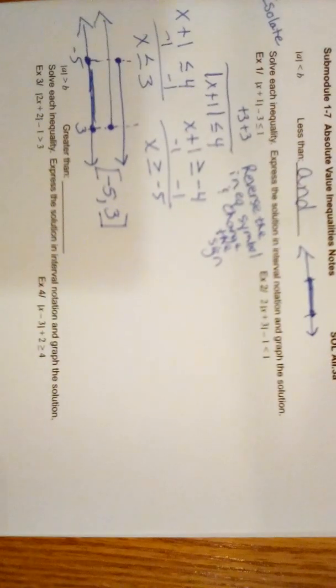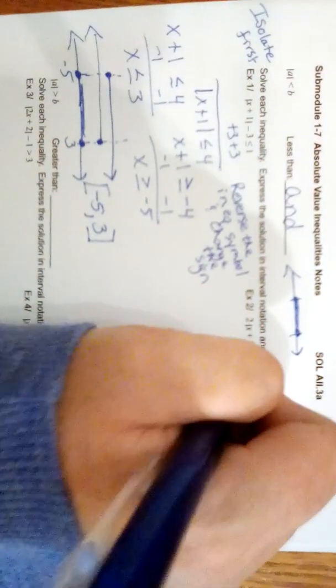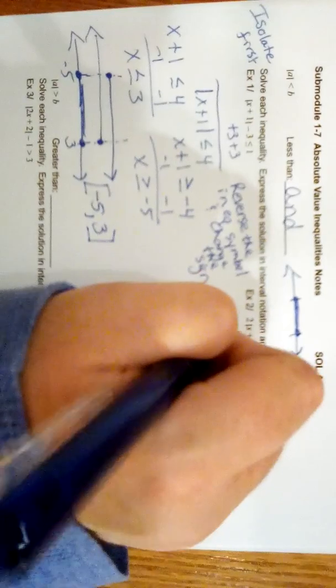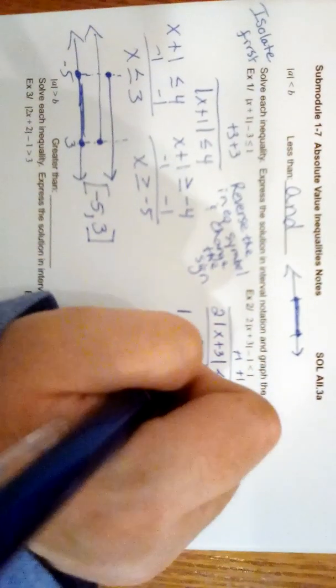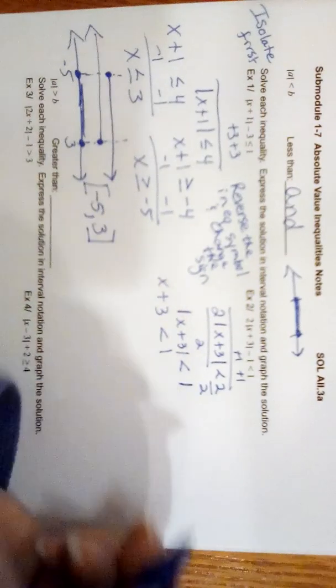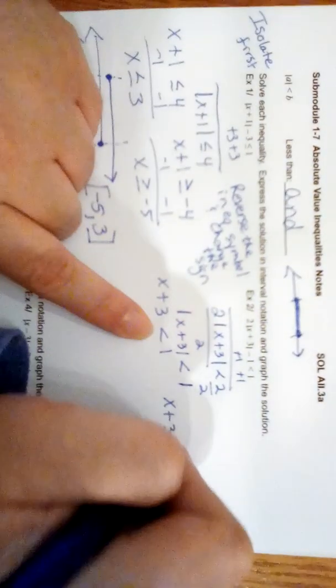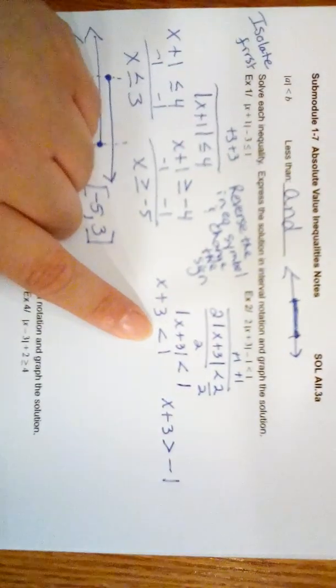Okay, example 2 is also a less than. We need to isolate first. Okay, isolate first. So we're going to add the 1. And then we have to divide by 2. Okay, so we're going to break it up. X plus 3 is less than 1. First one is just like it is. Just drop the absolute value. To the second piece, you're going to do x plus 3, reverse the symbol, and change the sign.